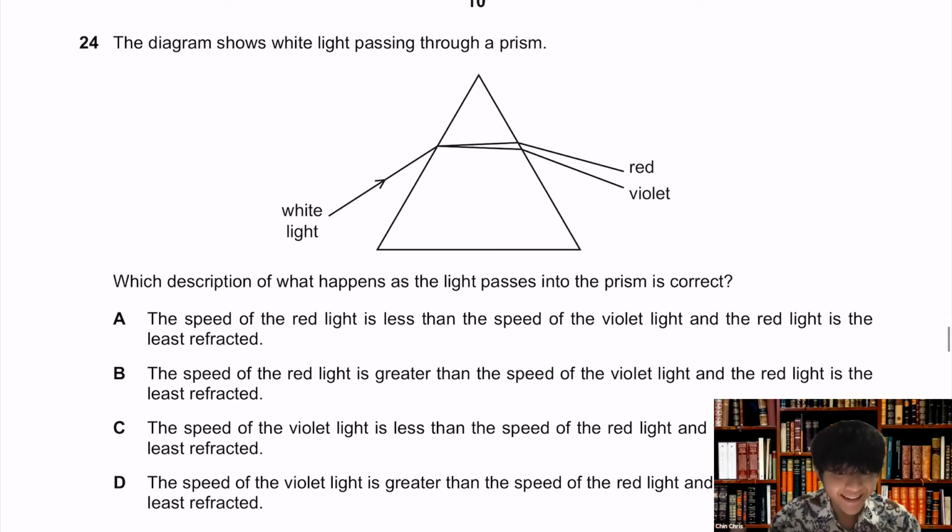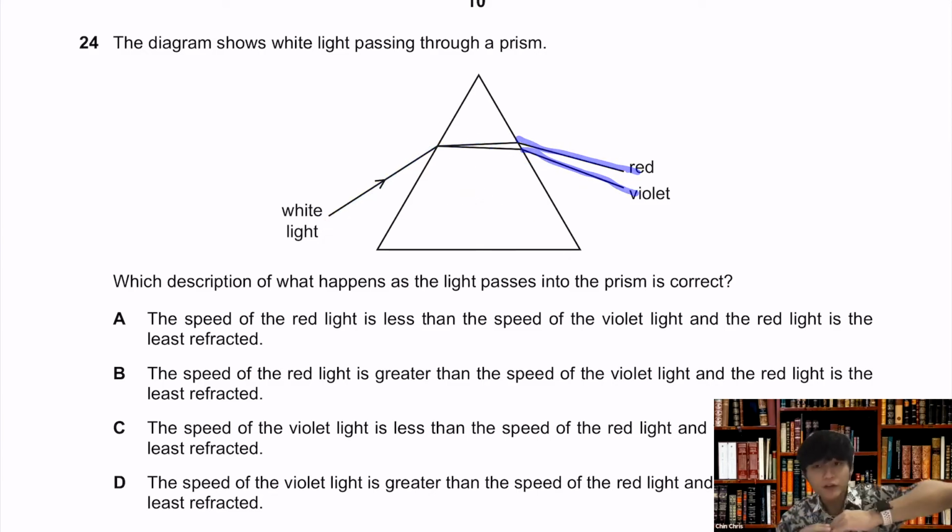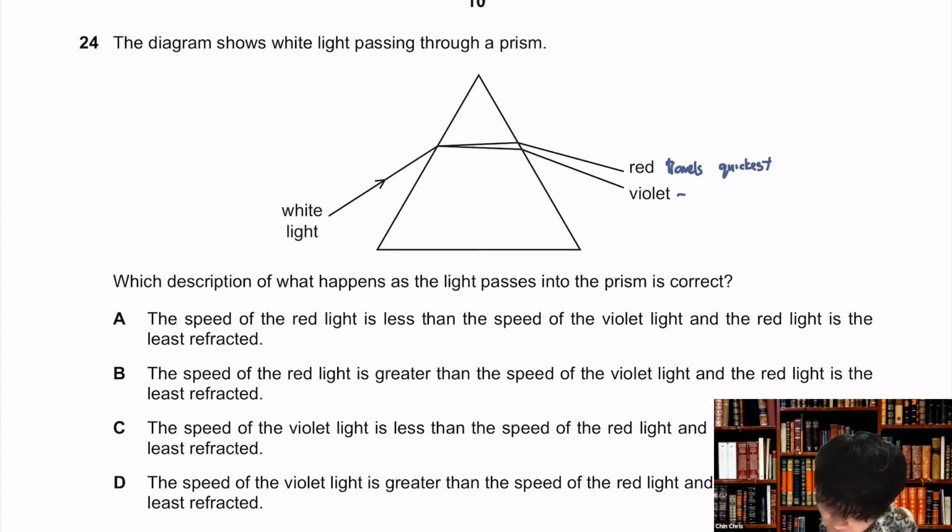A white light passes through a prism. What description of what happens as the light passes into the prism is correct? If you have white light going in, it is split into different colours due to refraction, because they are traveling at different speeds. The speed of red light is less? No, always remember, red travels the fastest, and violet is traveling at the slowest. So the speed of red light is less? How can it be? As I mentioned, it's greater.